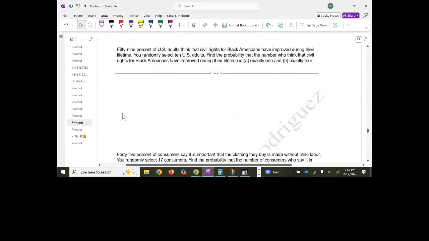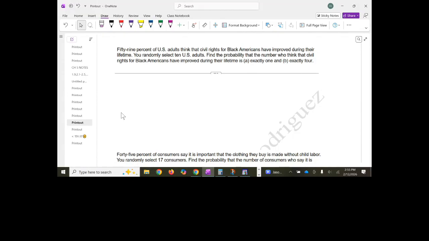All right. Y'all, we got a couple more. Let's see if we can figure out this next one here. It says 59% of U.S. adults think that civil rights for Black Americans have improved during their lifetime. We randomly select 10 people. Find the probability that the number who thinks civil rights for Black Americans have improved is exactly 1 and exactly 4.